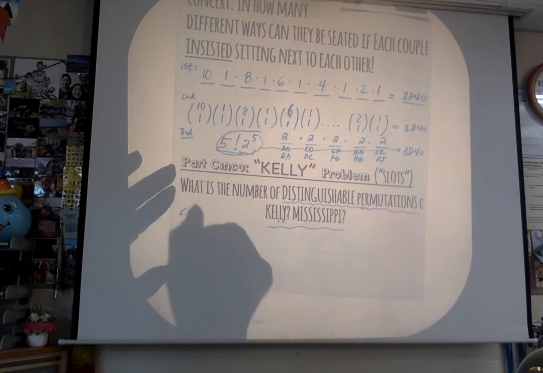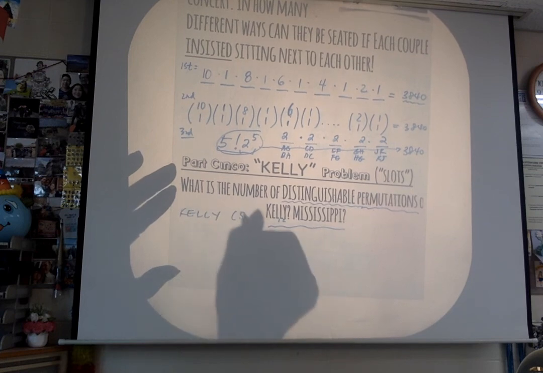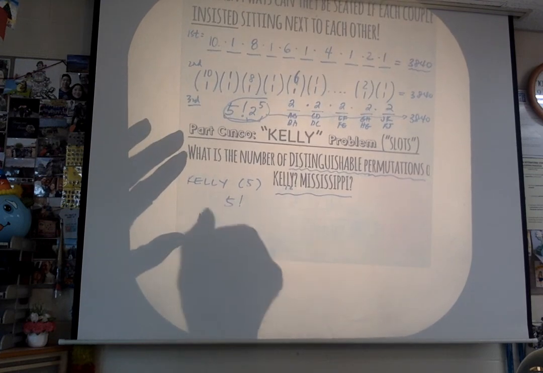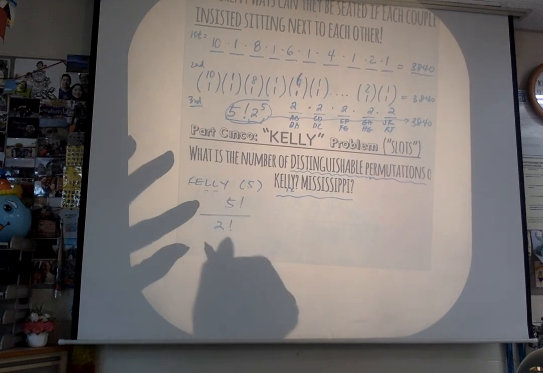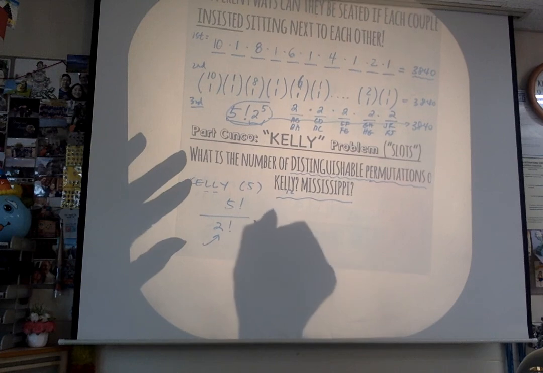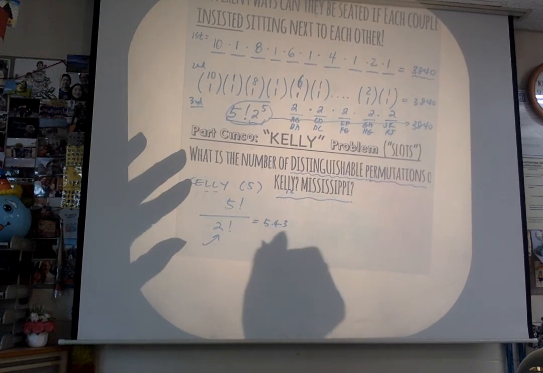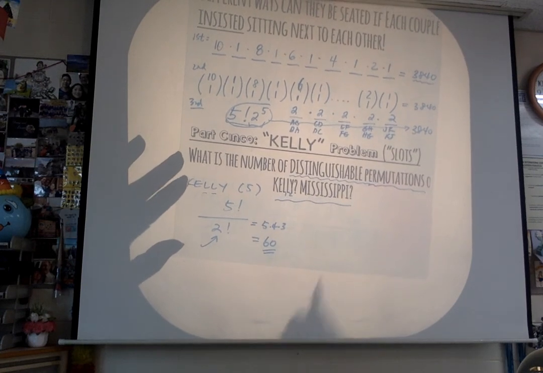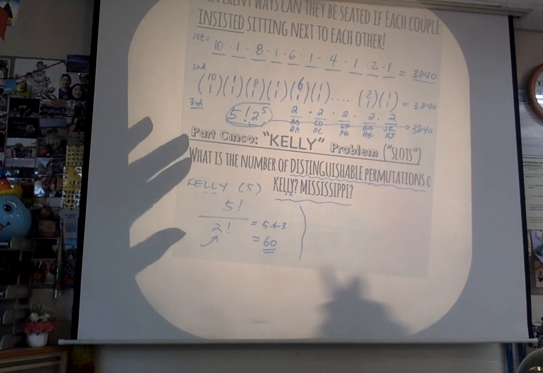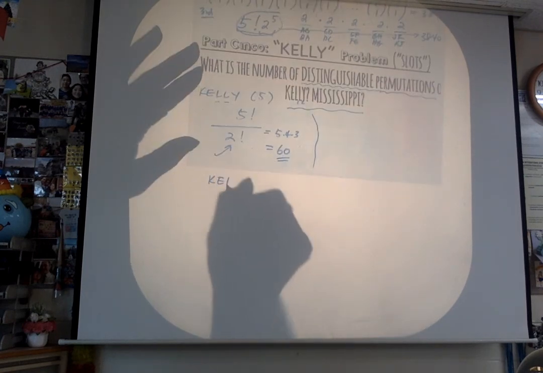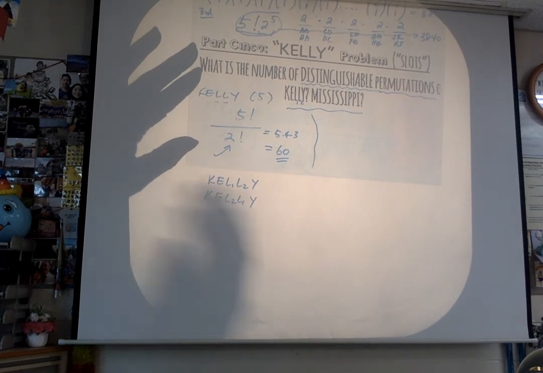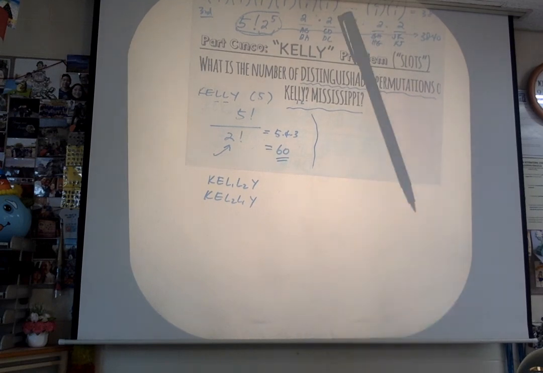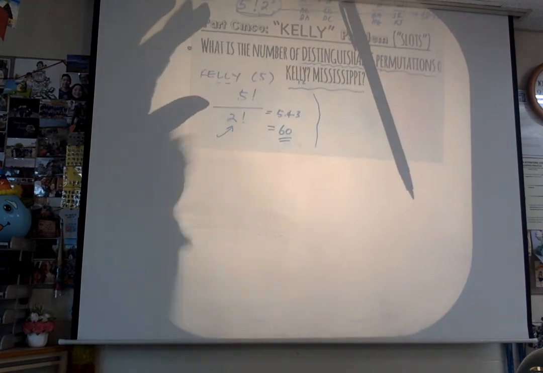So Kelly has how many letters? 5, right? It's going to be 5 factorial over 2 factorial. Anytime there's a repeated letter here, you got to divide that out. 5 times 4 times 3, which is going to be 60 different ways that we could rearrange Kelly. That means if I have K-E-L1, L2, it's the same thing as me saying K-E-L2, L1. This L and this L, they're the same word. So I don't want to count it twice. Okay, that's why I'm dividing it out.